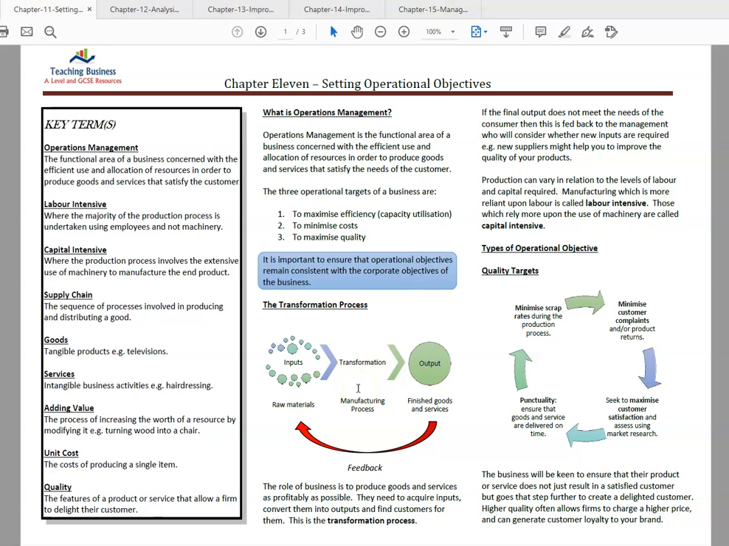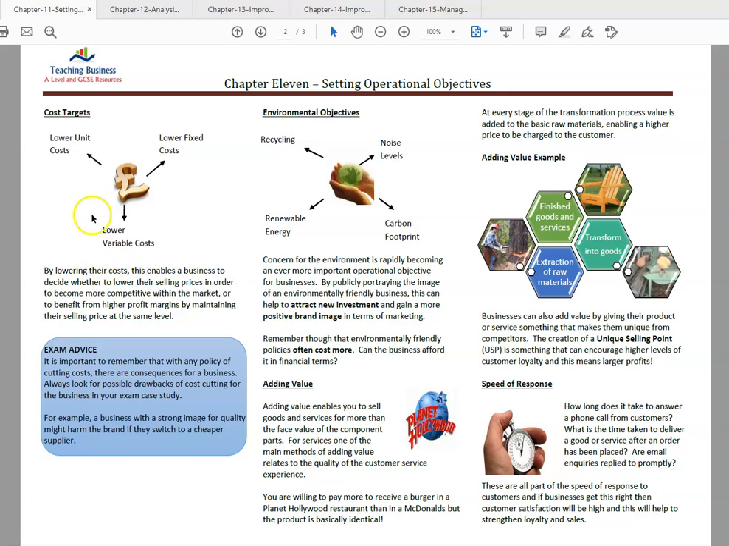So where could you set objectives within this department? I'm going to let you read this fully, but as a summary, you'll realise that they can set quality targets for manufacturing and transformation process. They can set cost targets. They may set environmental targets or objectives.